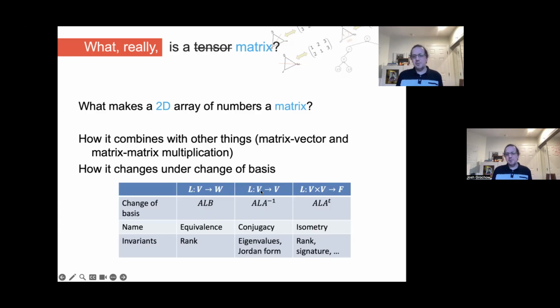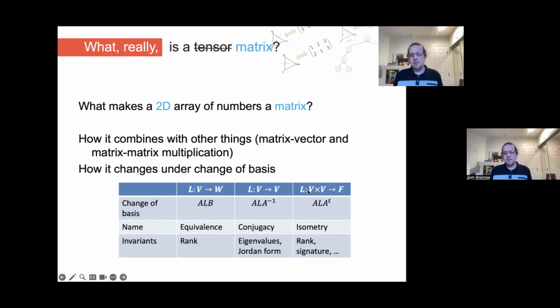Okay. If my matrix is instead representing a linear transformation from a vector space to itself, when we do a linear change of basis on that vector space, we end up conjugating the matrix. We transform L into ALA inverse. And here, the invariants are given by the eigenvalues or the Jordan canonical form.